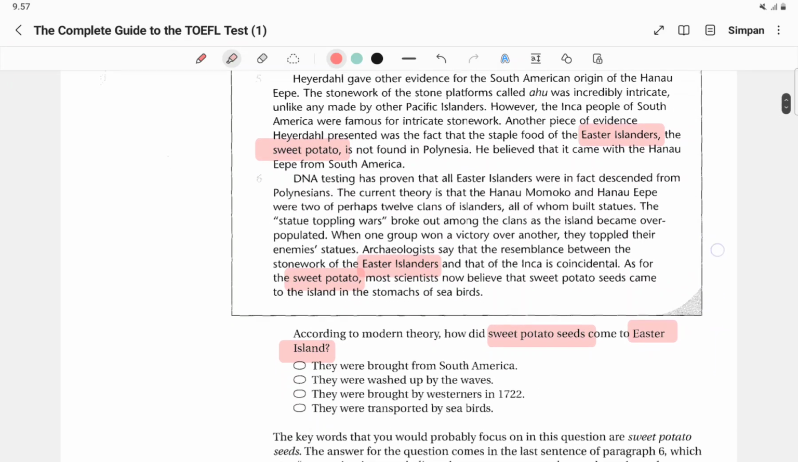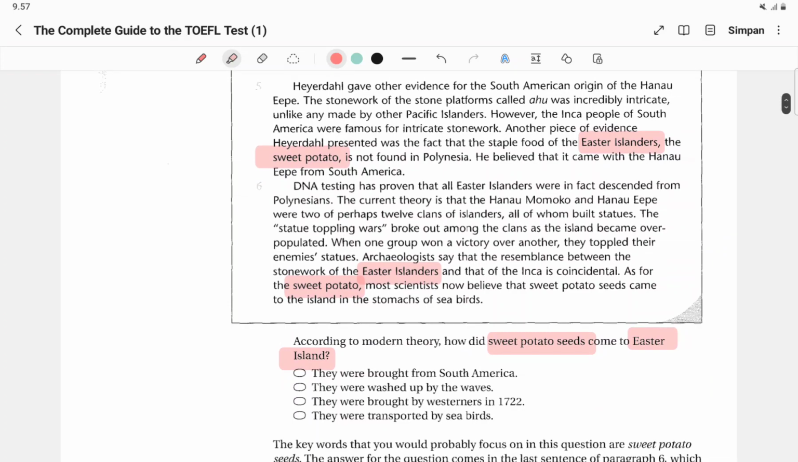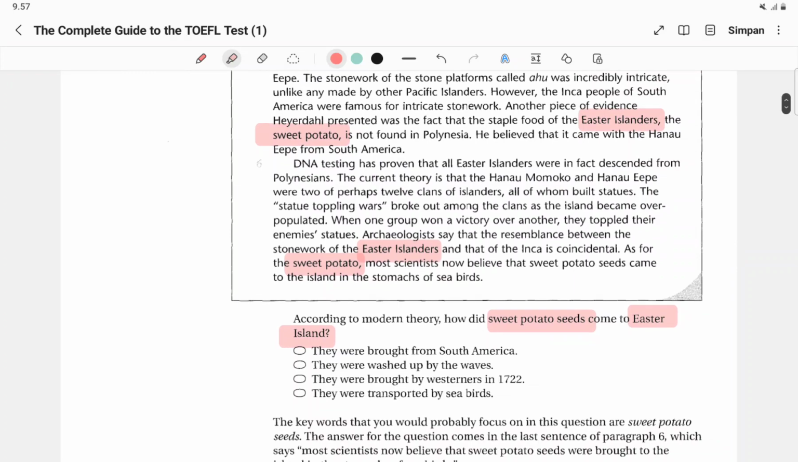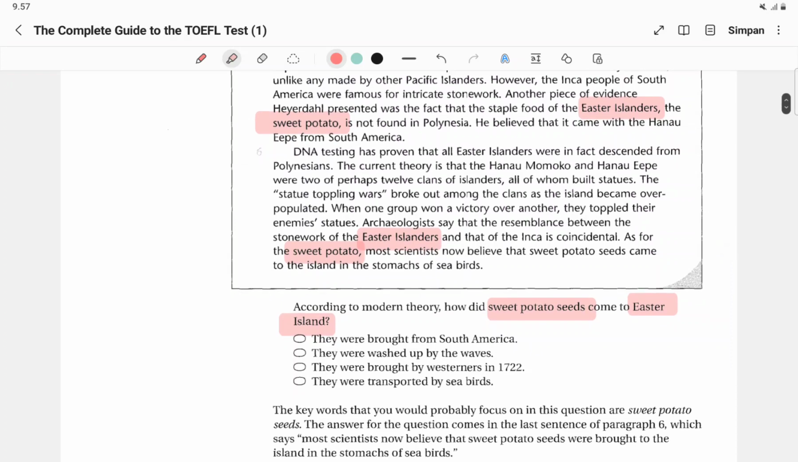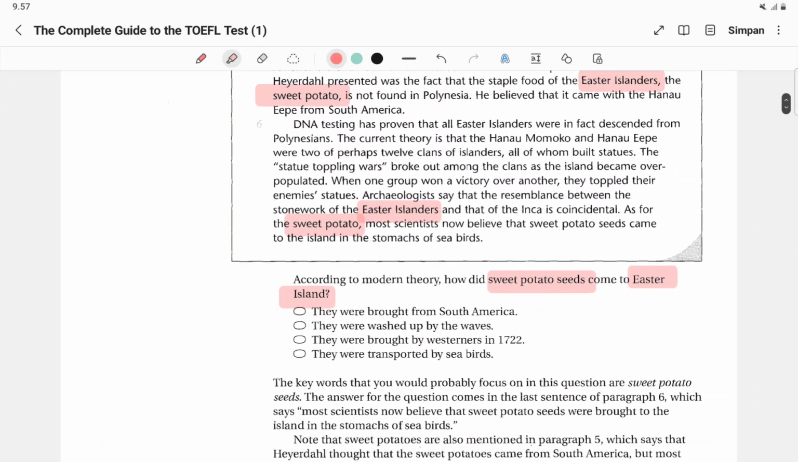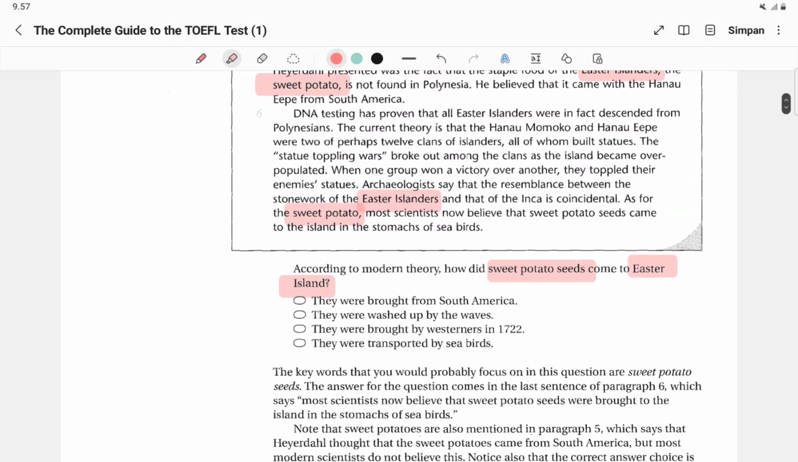Heyerdahl gave other evidence for the South American origin of the Hanau Ib. The stonework of the stone platforms called ahu was incredibly intricate, unlike any made by other Pacific islanders. However, the Inca people of South America were famous for intricate stonework. Another piece of evidence Heyerdahl presented was the fact that the staple food of the Easter Islanders, the sweet potato, is not found in Polynesia. He believed that it came with the Hanau Ib from South America.